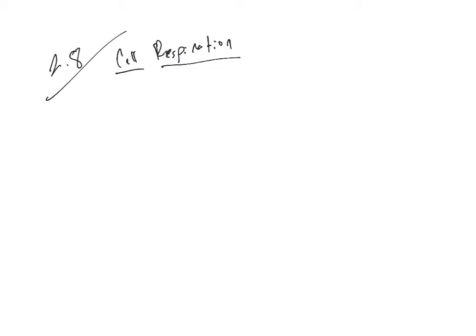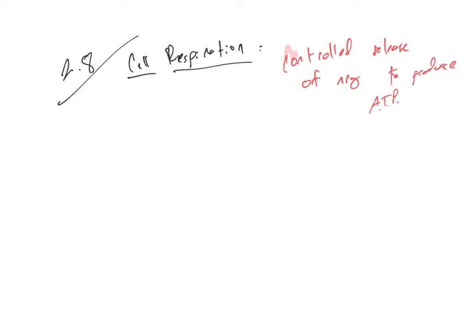So, the SL portion of respiration is really straightforward. The basic definition is the controlled release of energy to produce ATP. The keyword is controlled. Now, ATP, this is a review.